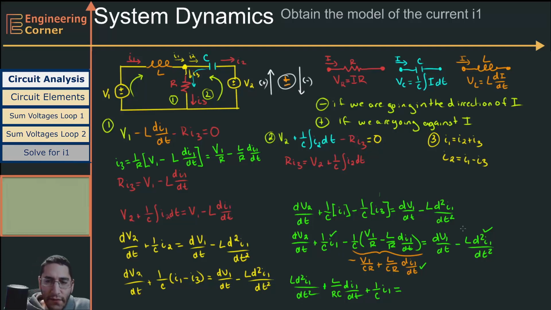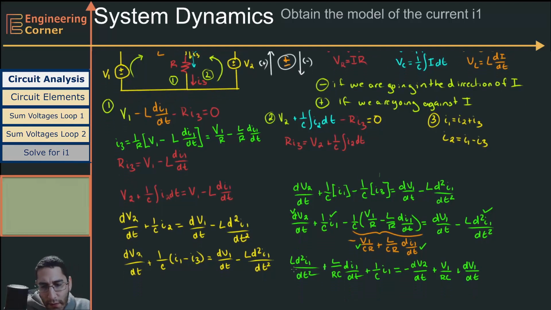And now to the other side of the equation, we're going to put all the voltages. So we're going to have minus dv2 dt. We're going to have plus v1 over RC. And we're going to have what's left, plus dv1 over dt. Now the last thing I'm going to do is just distribute the R's and the C's so I don't have this 1 over anything. So I'm going to multiply every equation by RC. When I do that, this is going to be the final equation.